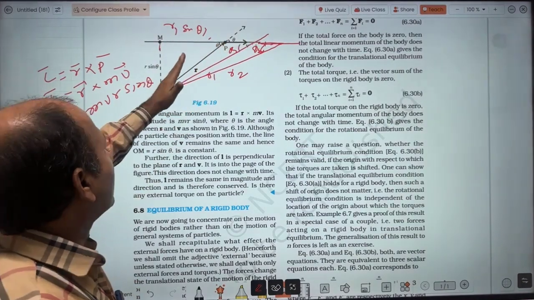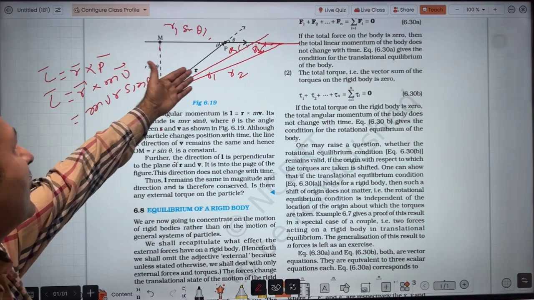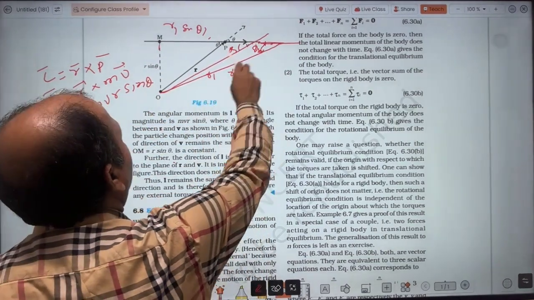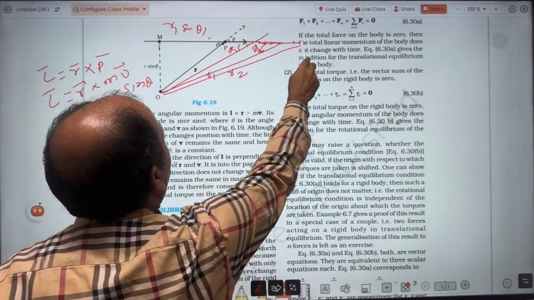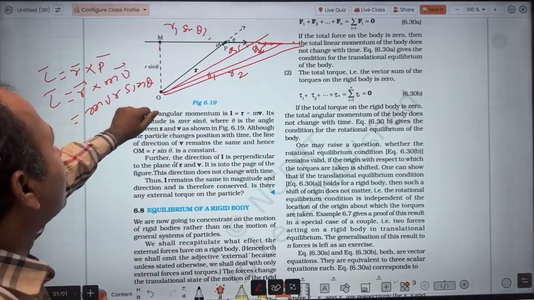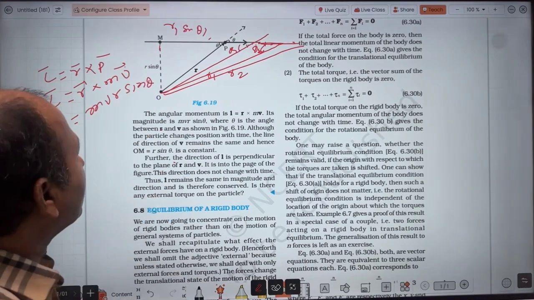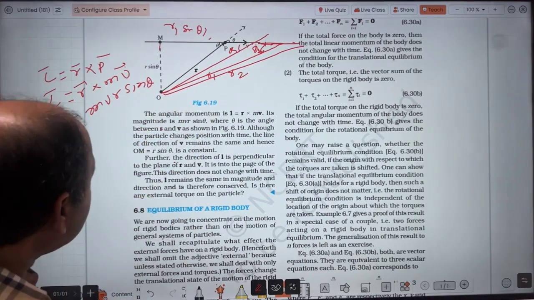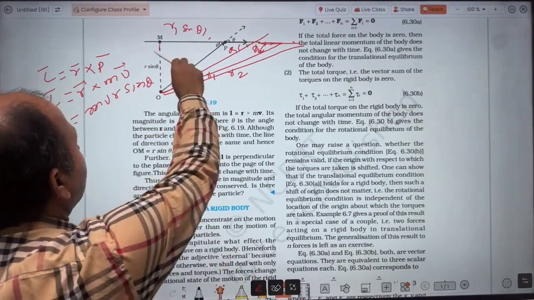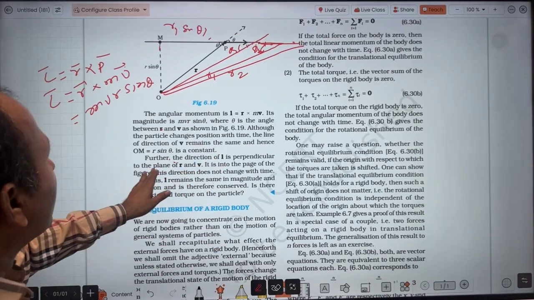This is the direction of v, this is the direction of r. So OM, which is r sin theta, is constant in every case, whether you are taking this or any other point. This OM will remain constant, though its name will change. Suppose we are taking this r3 vector, then it will be r3 sin theta 3, but it will represent the same thing. So here r sin theta is constant.